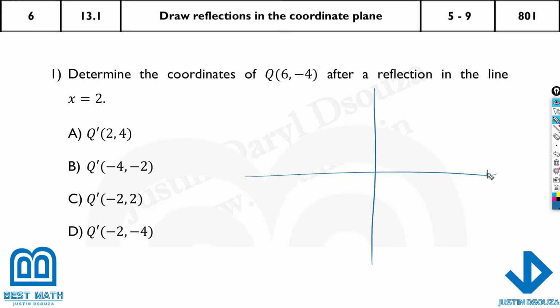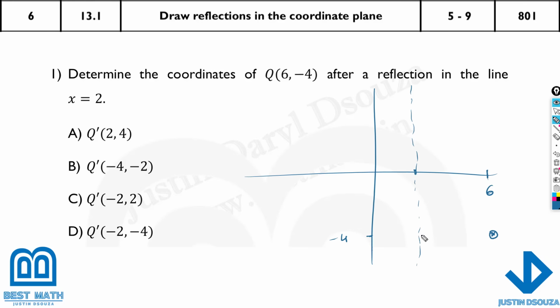6, where is 6? Imagine that (6, -4) means somewhere over here. It's not to scale, but anyway, this is the point. Where is x = 2? Over here, somewhere. Let's draw a line. Imagine this is the mirror. That's a very bad line, but anyway, imagine this is a straight line here. This is like a mirror and the point is being reflected along that.